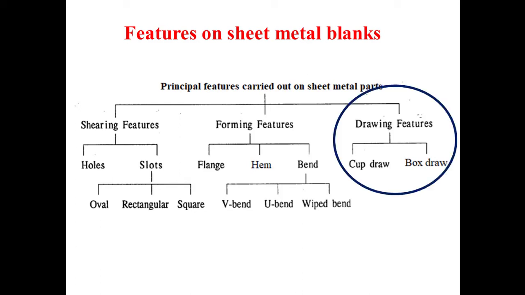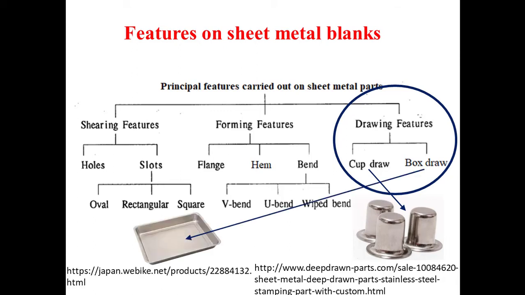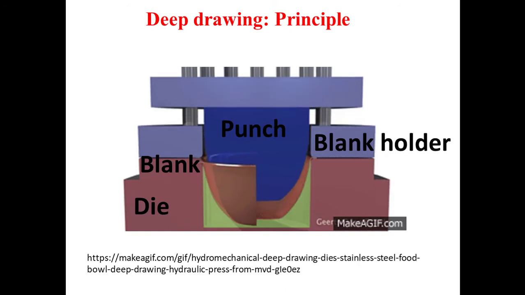And as its name suggests, the cap draw consists in applying a plastic deformation on a flat sheet metal blank in order to obtain 3D sheet metal parts in the shape of a cap, as it is depicted in this figure. And the box drawing will permit to obtain by plastic deformation a 3D sheet metal part in the shape of a box. Now, the principle of the deep drawing is depicted by this animated figure.